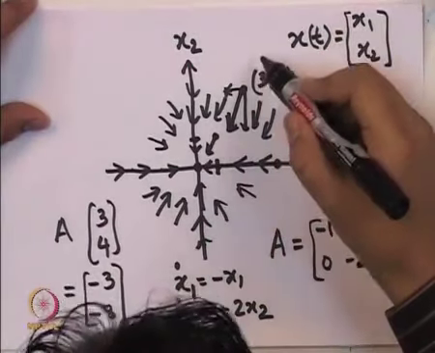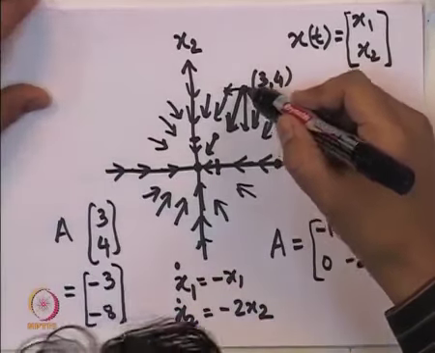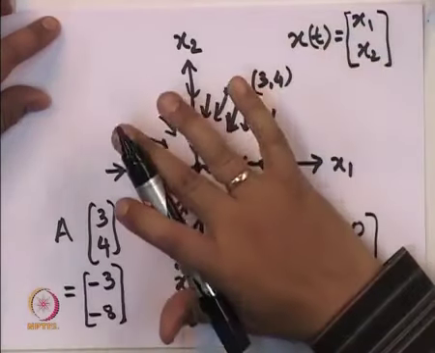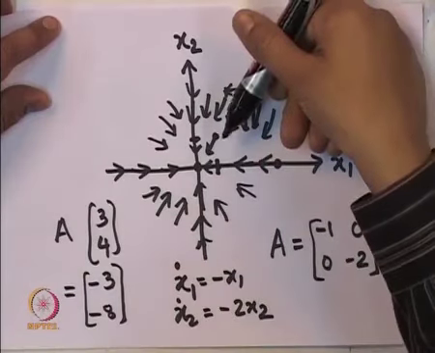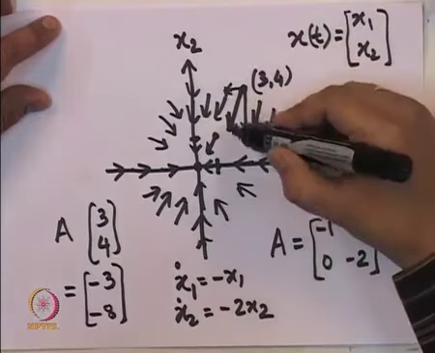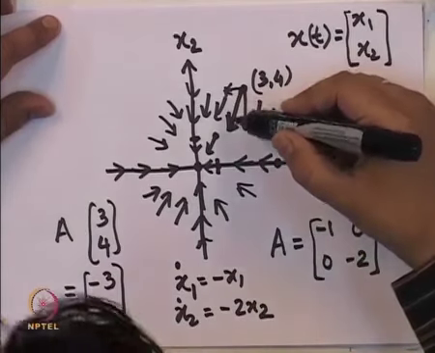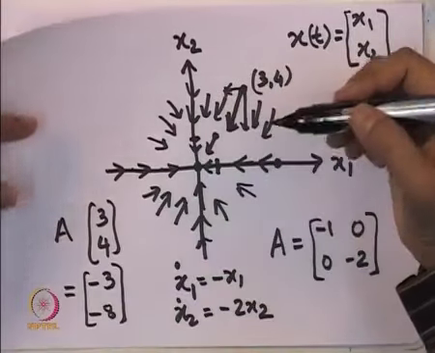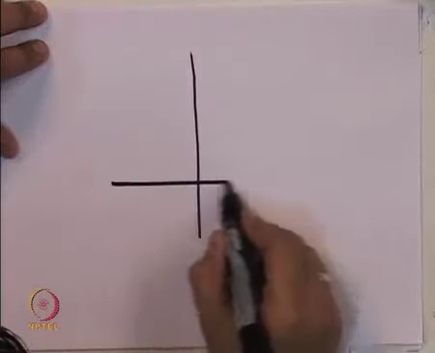Whether the arrows are directed towards the origin or not is an important issue. For this example, we saw that the arrow had more direction along the x2 axis compared to the x1 axis, and hence it was not directed towards the origin, but we see that the solutions will all converge towards the origin.